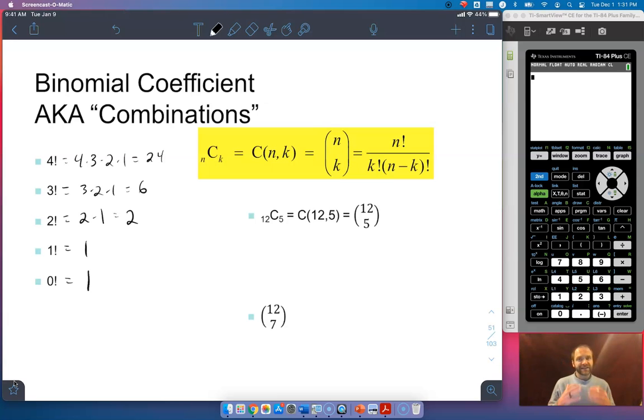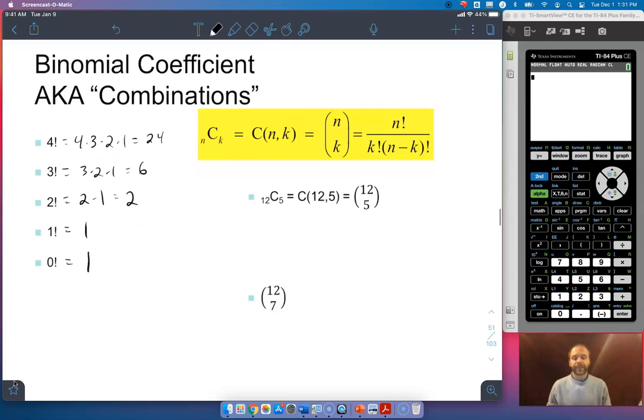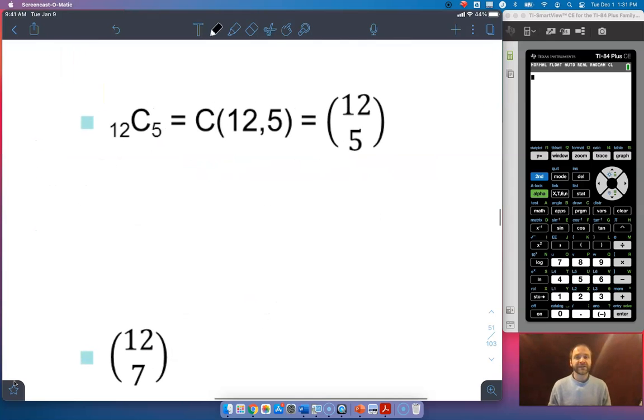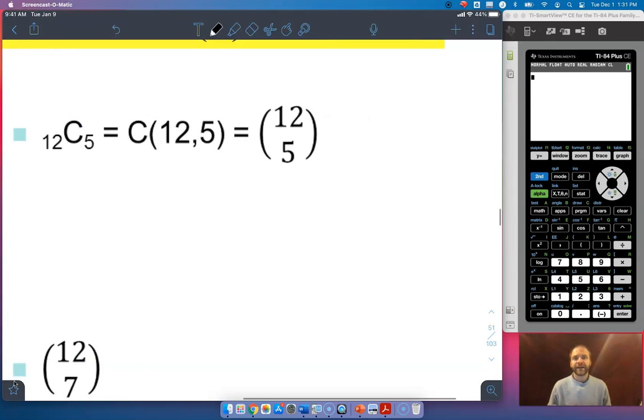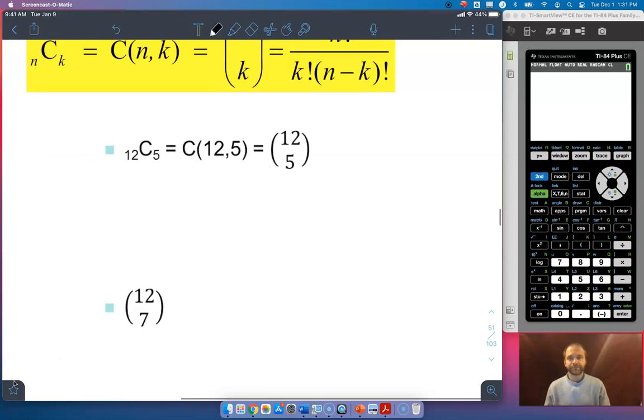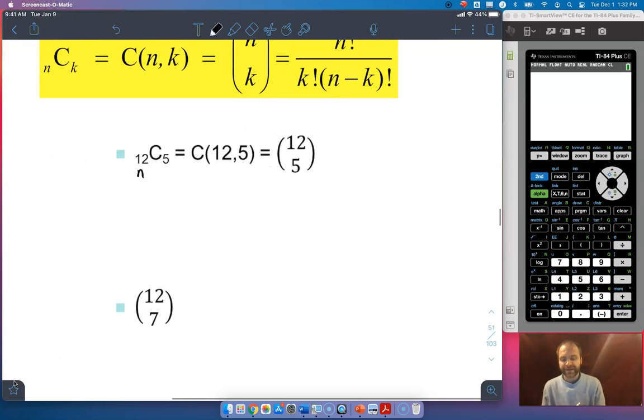That's factorial. Let's give it a shot with this problem right here. If I have 12C5, I have 12 objects, and I'm looking at how many combinations of 5 groupings I can have. I'm going to write this out in my formula. Now this is my n and this is my k. So I'm going to have 12 factorial over k, which is 5 factorial.